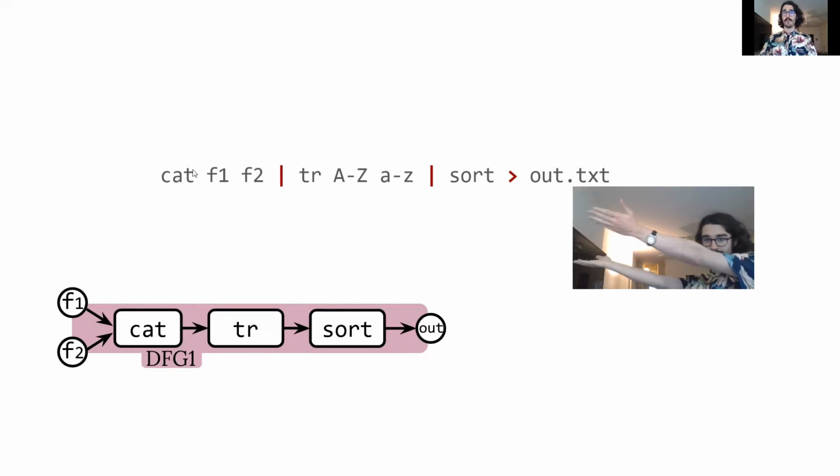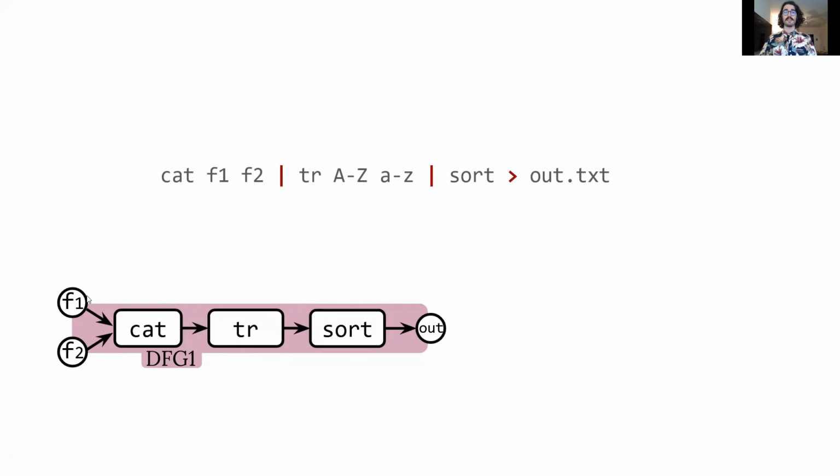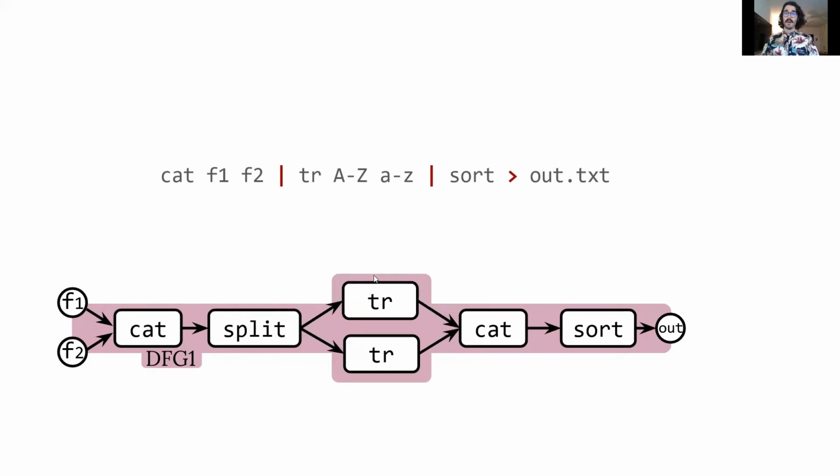So this is our pipeline here. As you can see, there is cat that reads from F1 and F2, writes to tr, writes to sort, which then writes to out.txt. Let's look at the first transformation that we could do. First, we could parallelize tr by splitting its input and then merging its output using a cat. And this we can do because tr is stateless, which is something that we know from the correspondence framework.